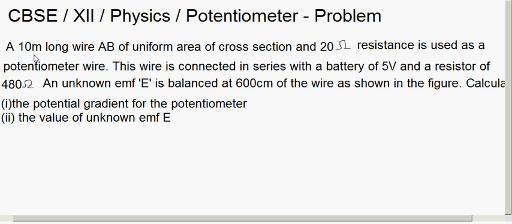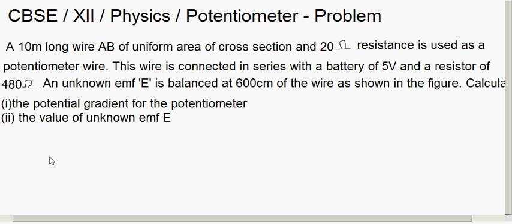A 10-meter long wire AB of uniform area of cross section and 20 ohm resistance is used as a potentiometer wire. This wire is connected in series with a battery of 5 volt and a resistor of 480 ohm. An unknown EMF E is balanced at 600 centimeter of the wire as shown in the figure. Calculate the potential gradient for the potentiometer, the value of unknown EMF.